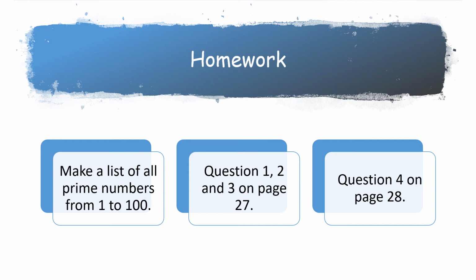This is your homework. Make a list of all prime numbers from 1 to 100. Questions number 1, 2 and 3 on page number 27. These are the objective questions you have to do in your book. And question number 4 on page 28. In this question, numbers are given, and you just have to write whether each is a prime number or a composite number.